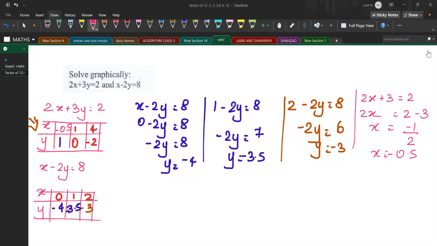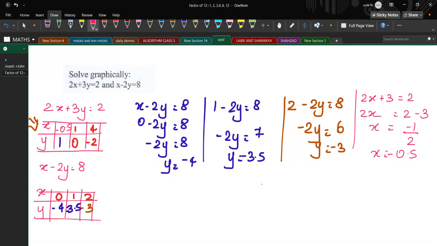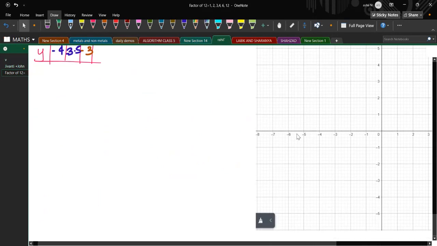Now let me put a graph paper here on the screen. Just a second. I think we just need the table, not the calculation here anymore.